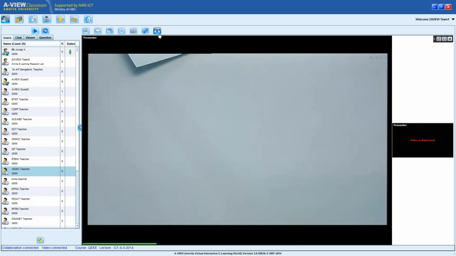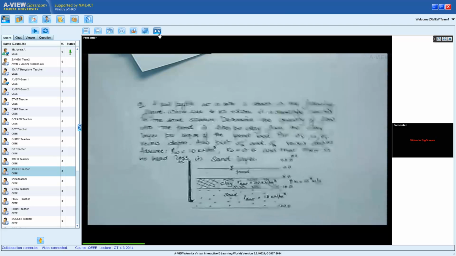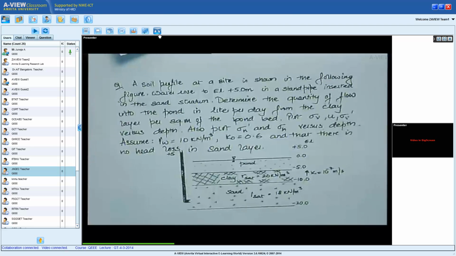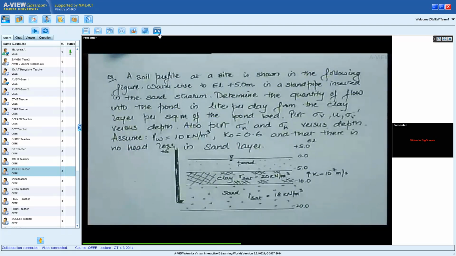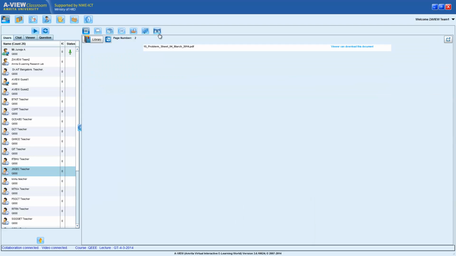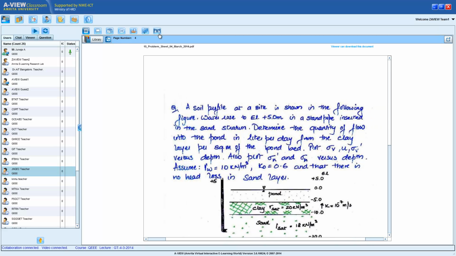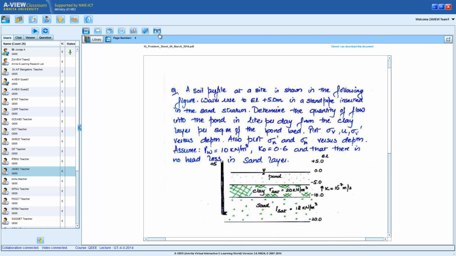Let's move on to the next question. You don't need to open up the computer. Okay, enough. Thank you. This is the second question related to again flow. Please go through this question.